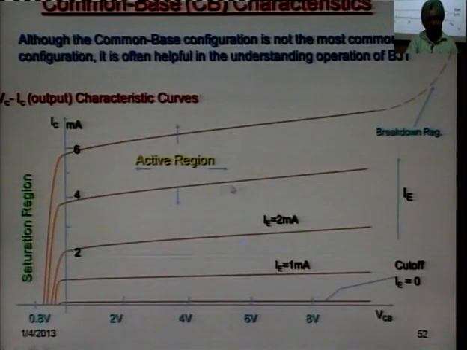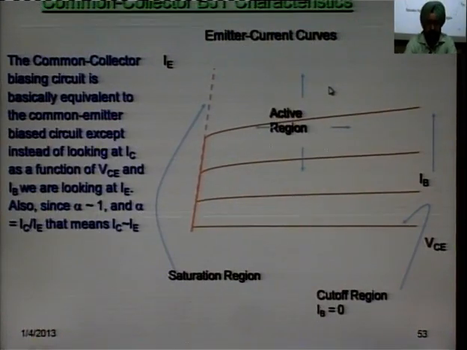And this is the common base characteristic that you will get. There is an active region here, there is a saturation region here. It is not the most common configuration, but it is often helpful in understanding just the operation of the BJT. And if you make collector common, you will get the common collector characteristic. This is basically equivalent to the common emitter bias circuit, except instead of looking at IC as a function of VCE, you use IB.